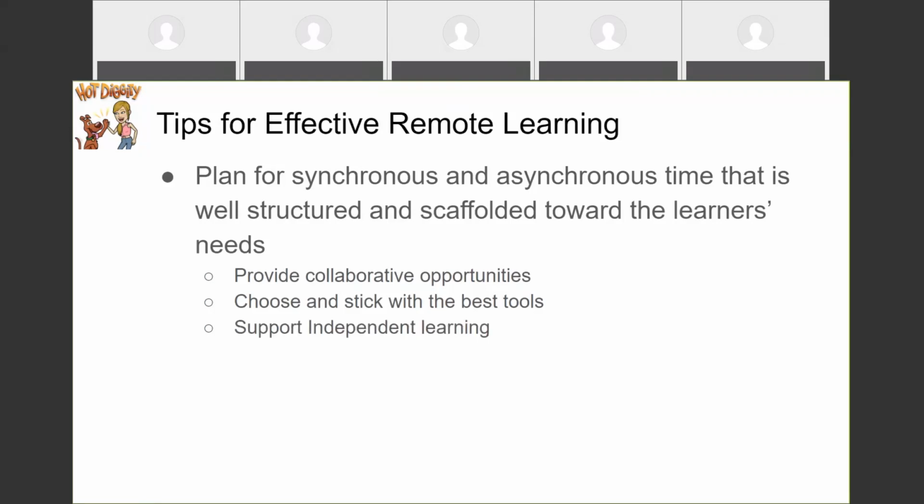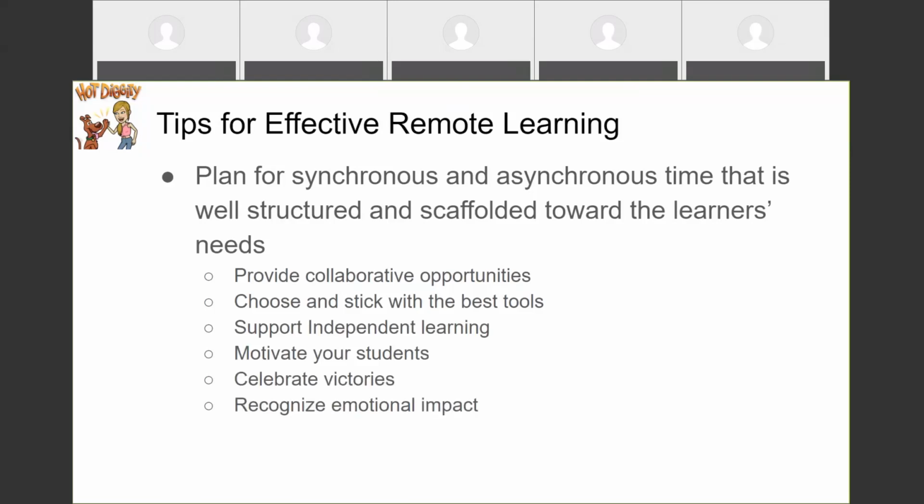Make sure you support their independent learning, motivate them, celebrate their victories, and recognize the emotional impact that remote learning has on them in terms of their social emotional well-being and whatever other challenges their families may be experiencing through this time, as well as also building time for reflection opportunities.